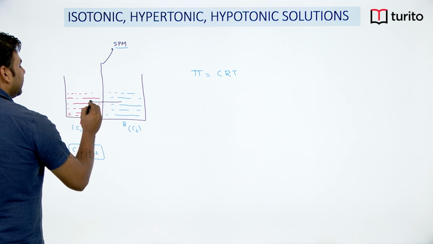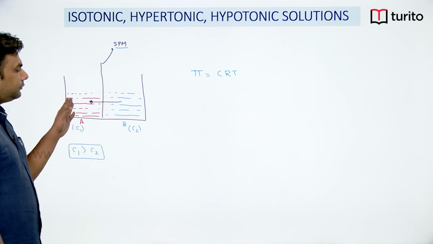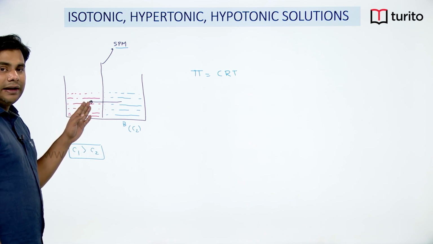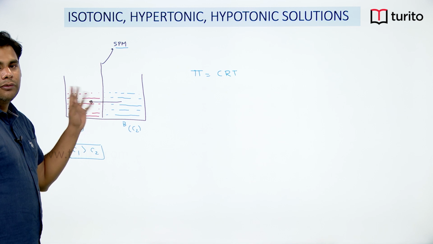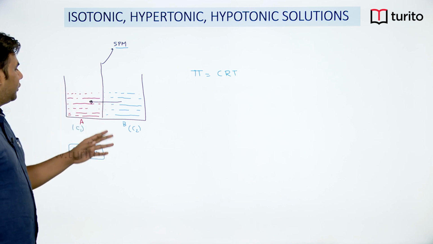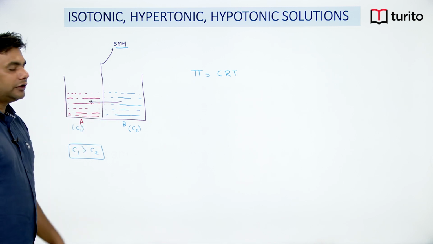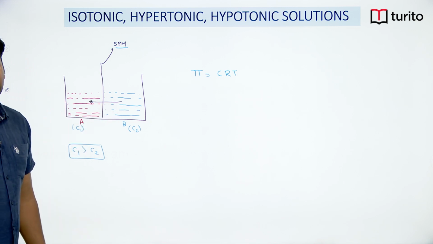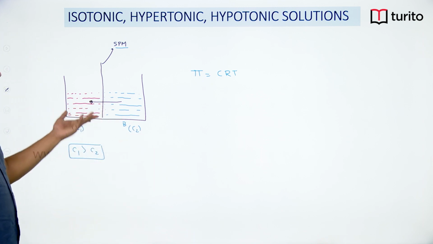The C2 side will have more solvent particles, so this solvent will keep moving over here. The solvent molecules from B will come to side A, till both solutions have the same osmotic pressure. The solvent will keep moving from side B to A till the concentration of both solutions becomes the same. When the concentrations become the same, their osmotic pressure also becomes the same.